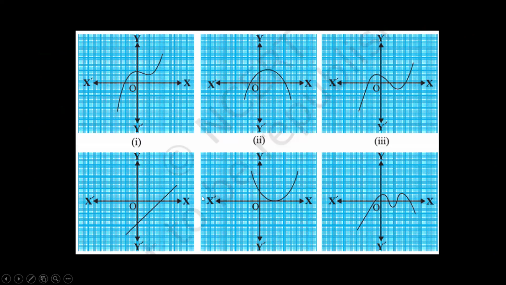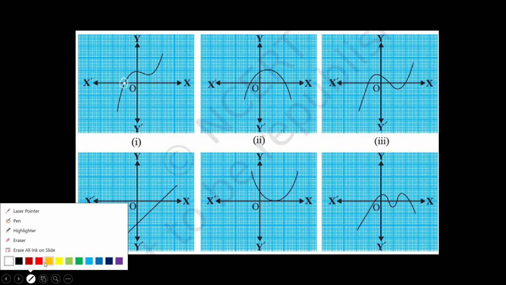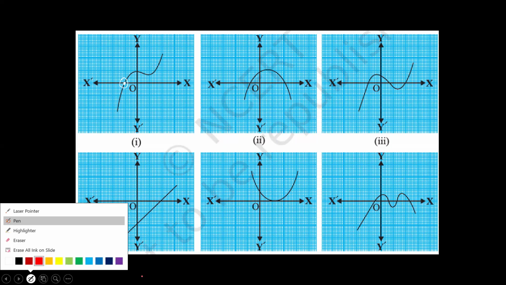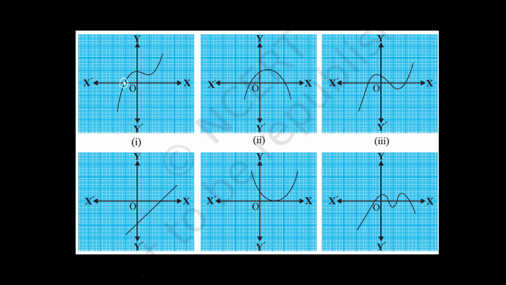So here you can see clearly, first it is going to cross the x-axis only one time here. So how many zeros does it have? How many times it is crossing, that is going to be the number of zeros. So here you are seeing it is crossing only one time, so it will have 1 zero.